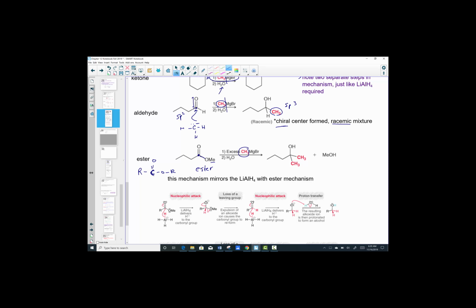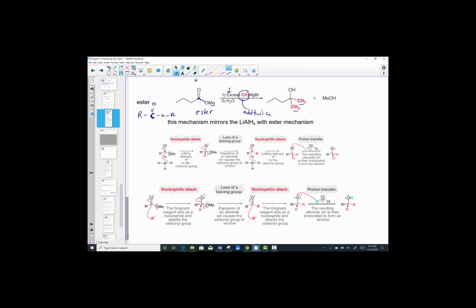But because an ester has actually 2 attachments to oxygen, notice that we have an excess amount. You actually add this methyl group twice. So because there's 2 oxygens, you're going to see this mechanism very similar to the double mechanism from lithium aluminum hydride where we added 2 hydrogens. This time we're going to add 2 methyl groups and end up with a tertiary alcohol. So let me review last section and compare it to this new section just to bring that mechanism back to your mind.